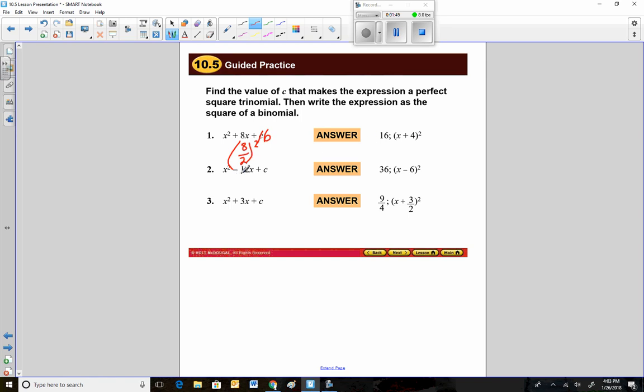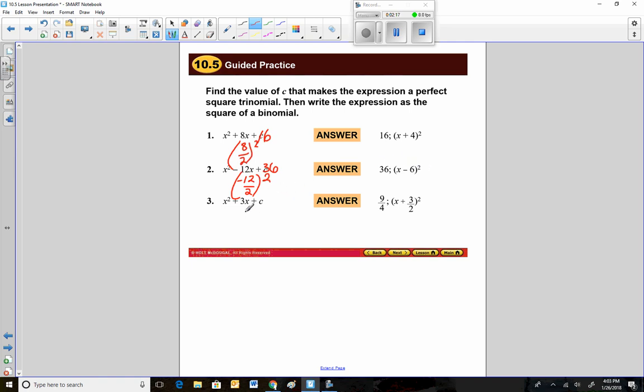Let's try this one: x squared minus 12x plus c. To get our c, we take the middle term, divide by 2, and square it. Well, what's 12 divided by 2? 6. So negative 6 squared would be 36. So I write 36 for my c. Now notice what my answer is. x minus, remember this part was the negative 6? So x minus 6 squared.